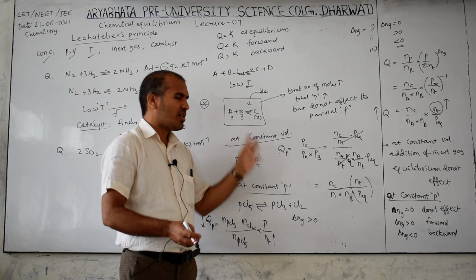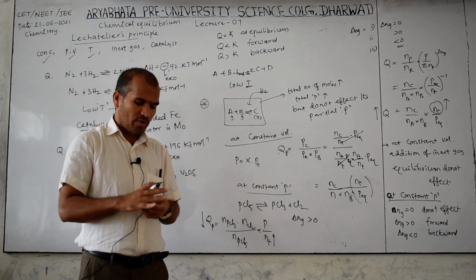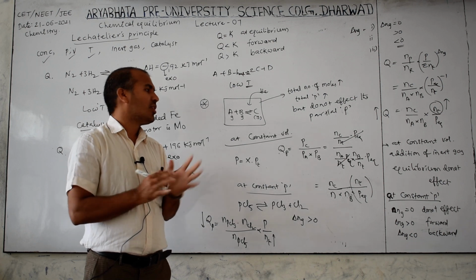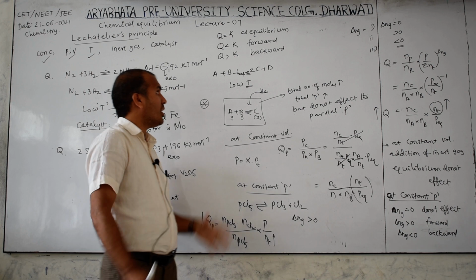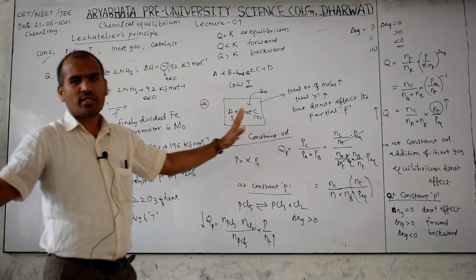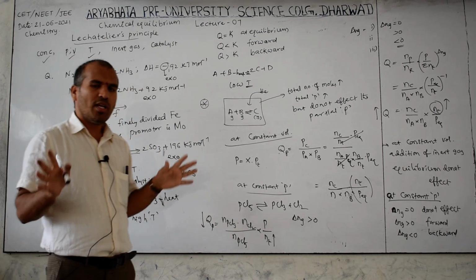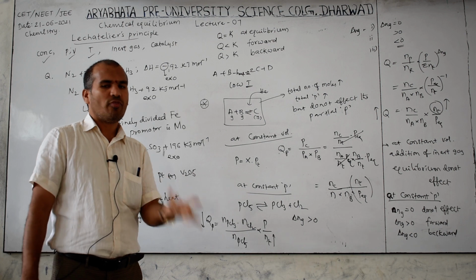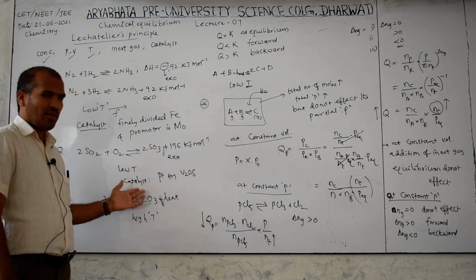But keep in mind, at constant volume, the number of moles also we have to maintain constant. Therefore, there is no effect at constant volume on addition of inert gas. Last one, catalyst. Catalysts do not change the equilibrium position, equilibrium composition or equilibrium constant value. It only helps to reach equilibrium fast. That is the only effect.